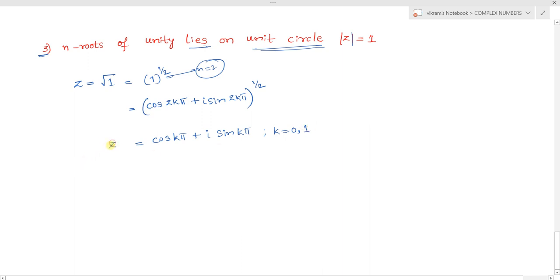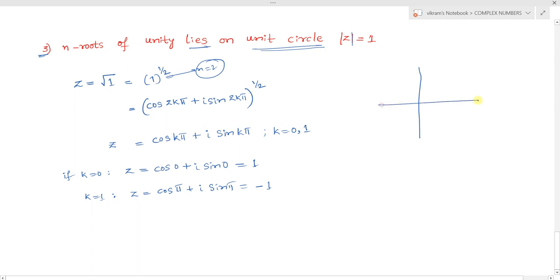Now what will the roots become? If k equals 0, we obtain one root: z = cos 0 + i sin 0, which equals 1. If k equals 1, the square root of unity has two roots, and this one is cos π + i sin π, which equals minus 1. If we represent these in the Argand plane, with real and imaginary axes, one root is 1 and the other root is minus 1.